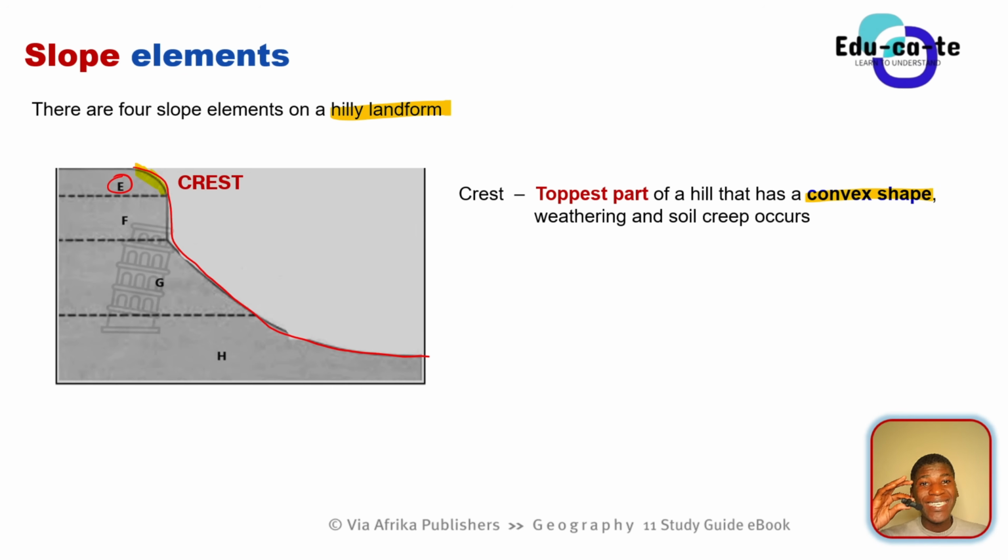So it simply means that it is gentle at the top, but then it becomes steeper as you go down. That's why we say it is a convex slope. So the crest is a convex slope. And then the main geomorphological process that takes place at the crest is weathering.